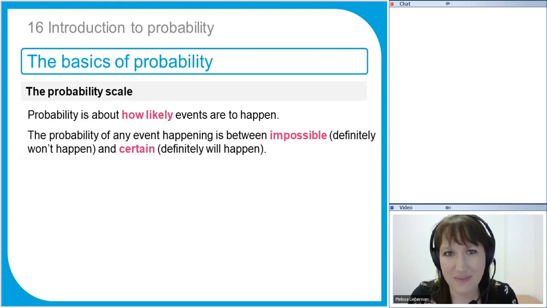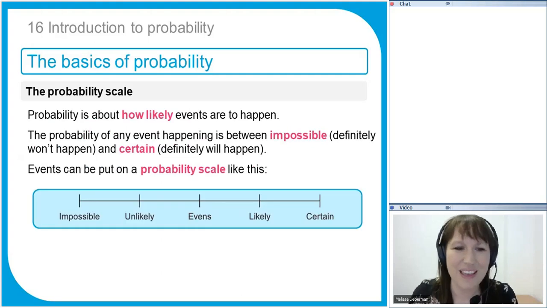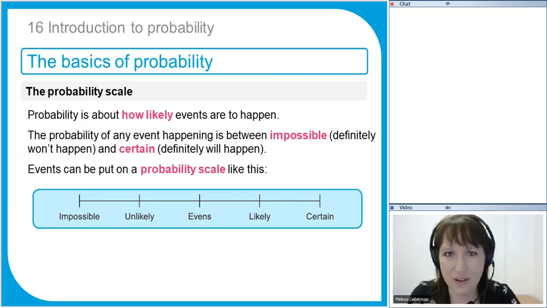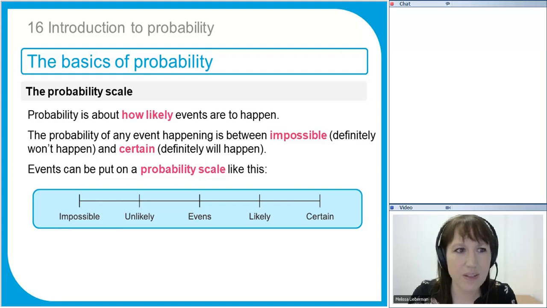And the probability of an event happening can be anything between impossible, so that means it definitely won't happen, or certain. Definitely will happen. It's harder than you think to think of definitely certain things. And you can put things on a scale like this. So we're trying to quantify it or make it numerical, mathematical. So at the very bottom of the scale here, we've got impossible.